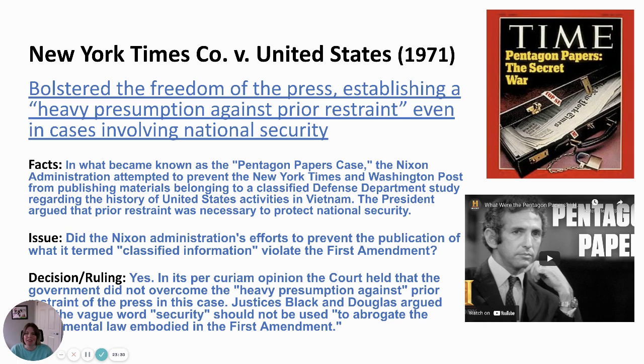So the question was, did the Nixon administration's efforts to prevent publication of what they termed classified information violate the First Amendment? And the Supreme Court said yes, that the court held the government did not overcome the heavy presumption against prior restraint in this case. And Justices Black and Douglas argued that the vague word of security should not be used to take away the rights protected by the press under the First Amendment.